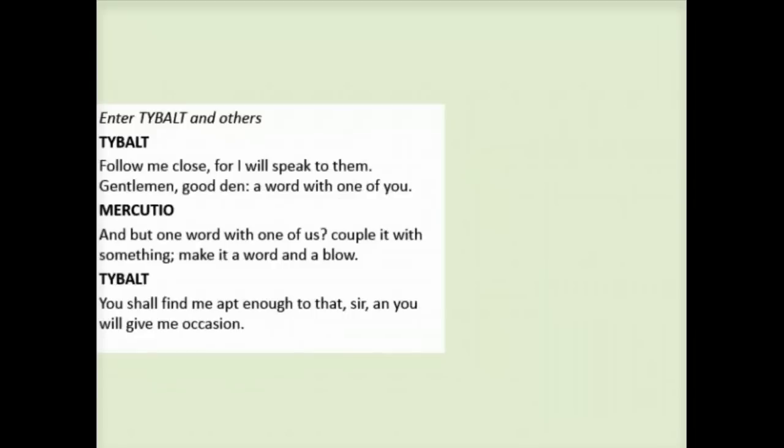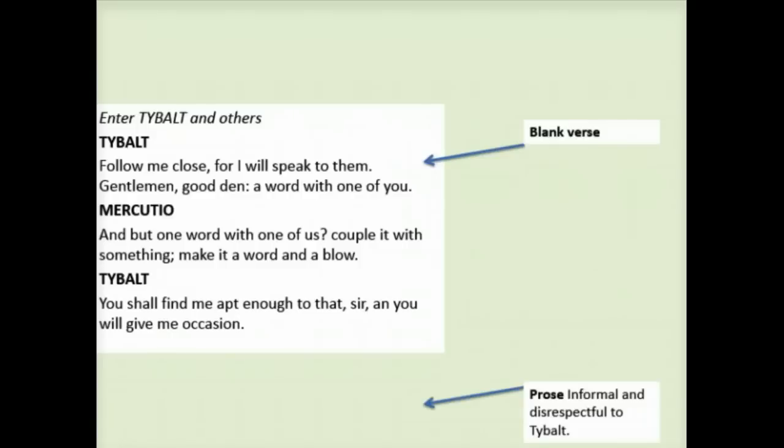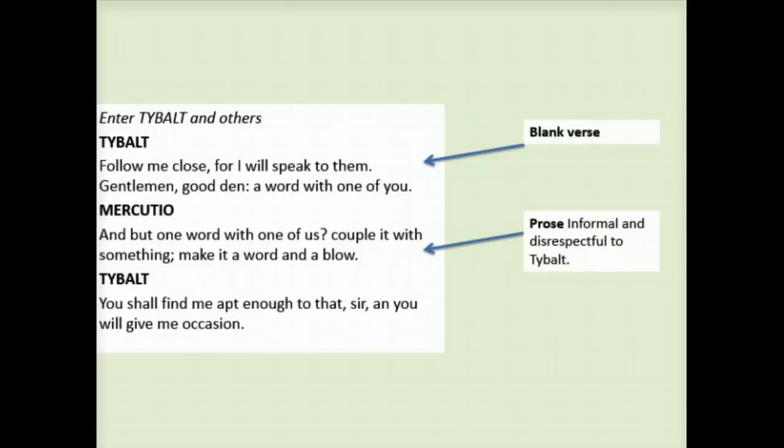It's very, very clever. When Tybalt and Mercutio are arguing, Tybalt says, "Follow me close, for I will speak to them. Gentlemen, good then, a word with one of you." Now that is blank verse, 10 syllables per line, but it's not rhyming. Mercutio answers, again, in prose, "But one word with one of us, couple it with something, make it a word and a blow." So this prose is informal and a bit disrespectful to Tybalt, and is coupled with the kind of innuendo and double meaning that he's using here.